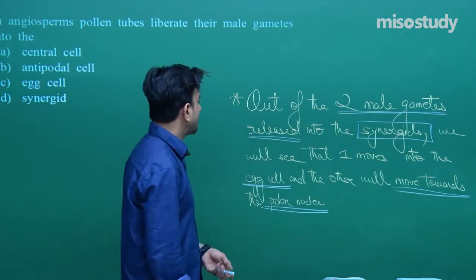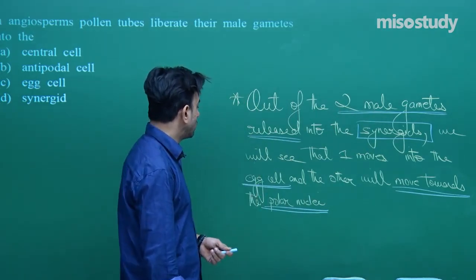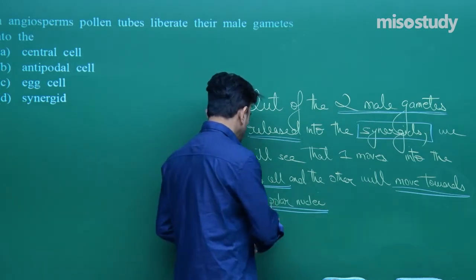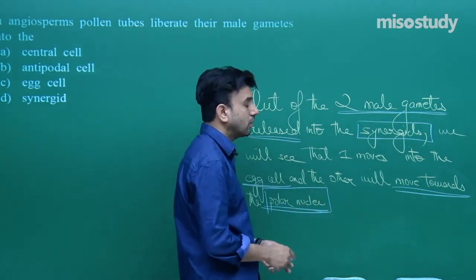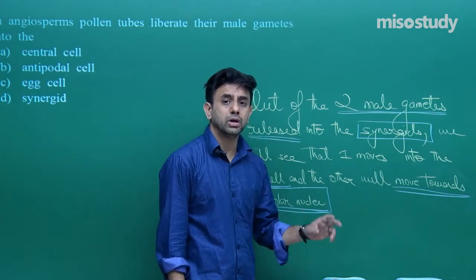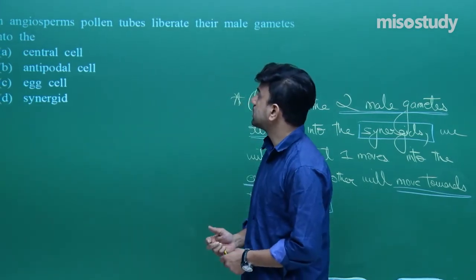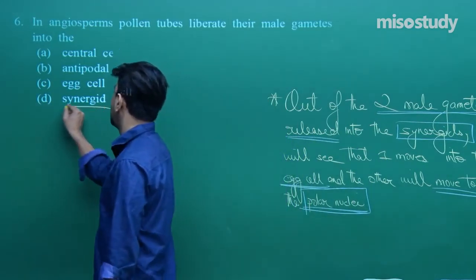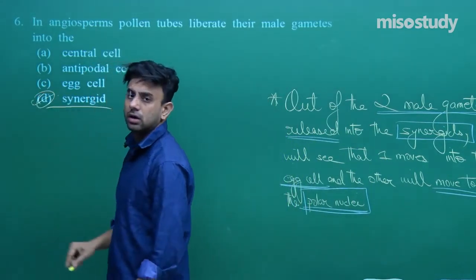So out of the 2 male gametes released into the synergids, we will see that one moves into the egg cell and the other will move towards the polar nuclei. So in angiosperms, pollen tubes liberate the male gamete into the synergid, hence this is the right option.